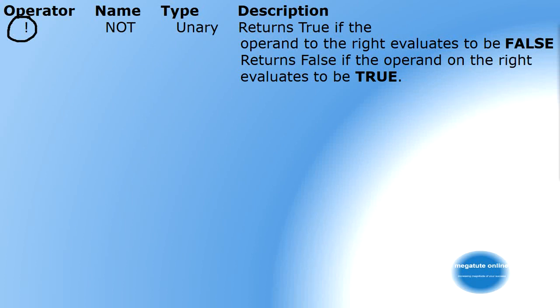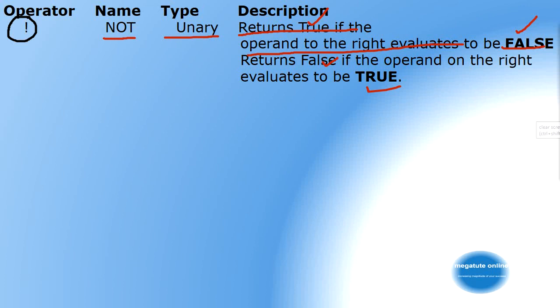It is a unary operator. Now, what do you mean by unary operator? It means it is going to use only one operand. It returns true if the operand to the right evaluates to false. It's important: it gives true when the operand is false, and it gives false when the operand is true, because it's a not operator, it's the opposite. So if the condition is false, only then is it going to execute the if block of code. Otherwise, it's going to execute the else block of code.